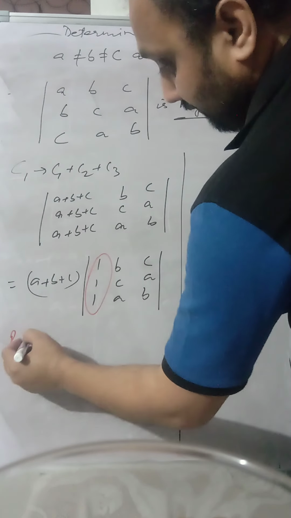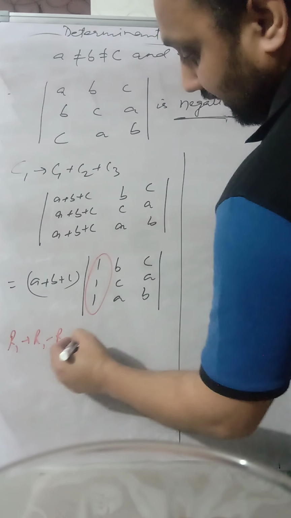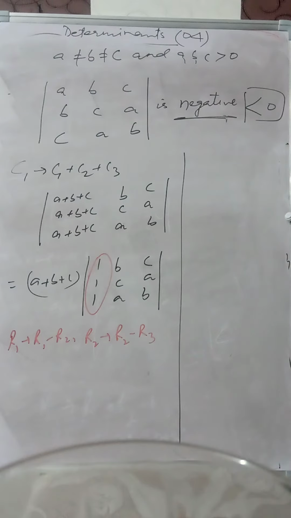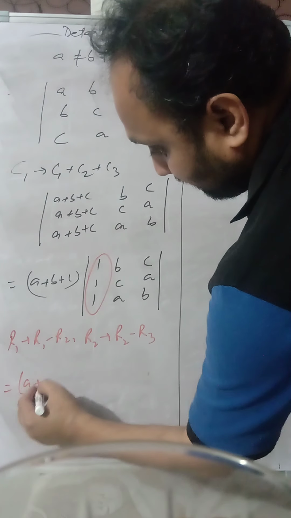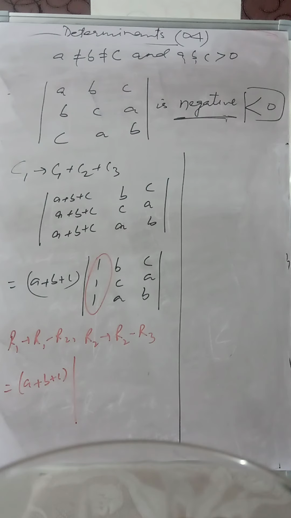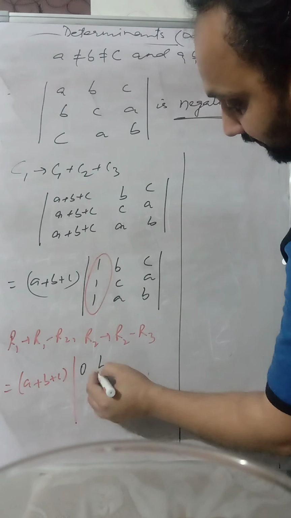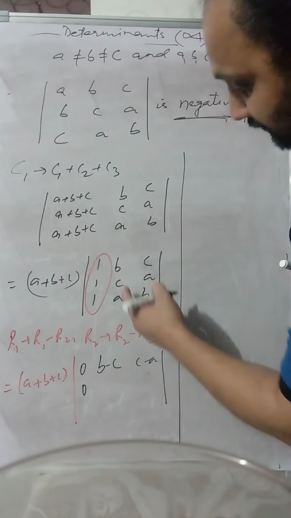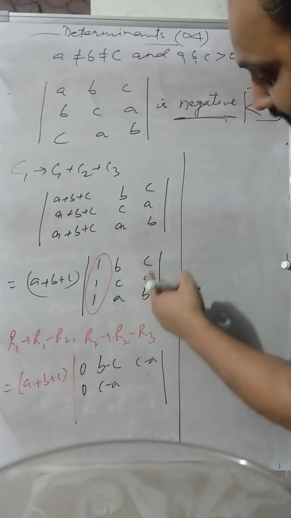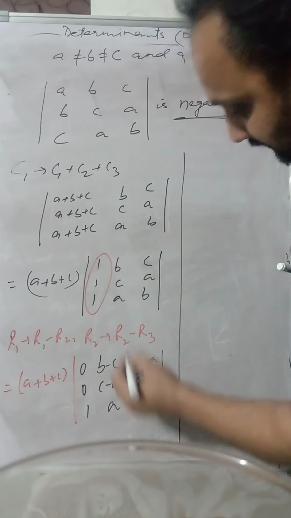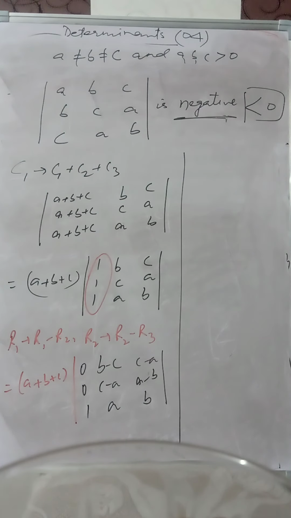So you will operate R1 पे R1 minus R2, and R2 पे you will operate R2 minus R3. So this will be equal to A plus B plus C into 1 minus 1 क्या हो गया? 0. This will be B minus C. This will be C minus A. This will be again 0. This will be C minus A, and this will be A minus B. The last one will be as it is.